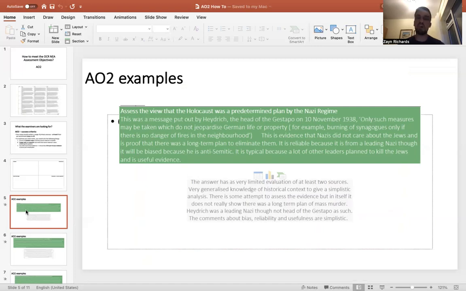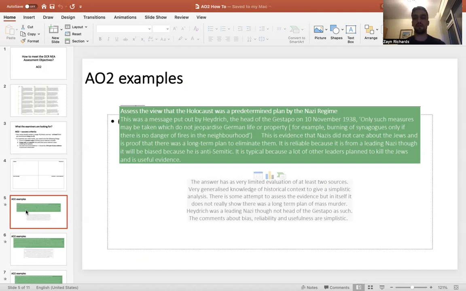So there's no context. Where it says only such measures may be taken which do not jeopardize German life or property, there's no context as to what's happening there. They've not given any information about the time period. And furthermore, they've not considered the provenance of the source, except they've given this really simplistic, like year 7 level analysis of who has created the source. So they said it's from a leading Nazi, Reinhard Heydrich, so therefore it's biased because he is anti-Semitic. There's no information about Reinhard Heydrich, no information about his views, and so on.